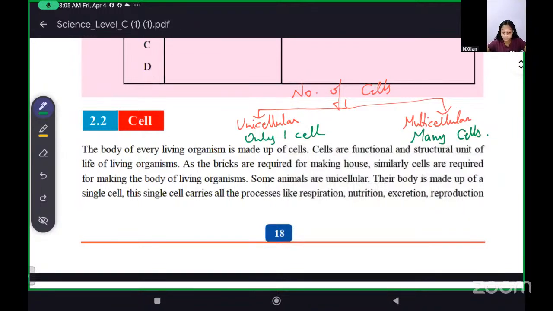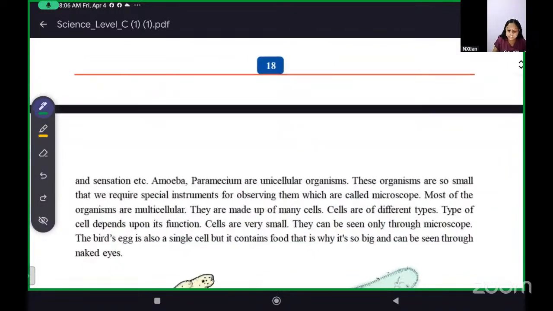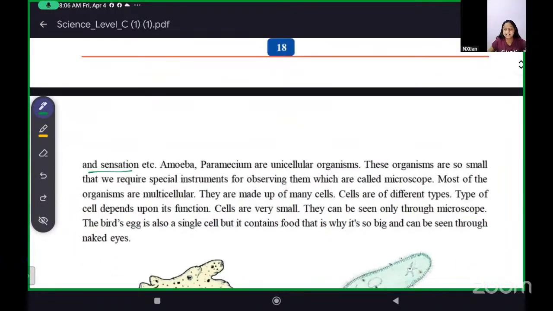Now, in unicellular organisms, their whole body is made up of only one single cell, and this single cell carries out all the processes like respiration, nutrition, excretion, reproduction, sensation, etc. Examples are amoeba and paramecium, which are unicellular organisms.